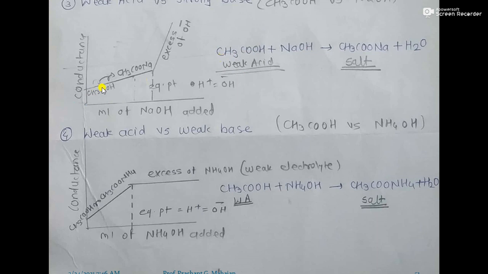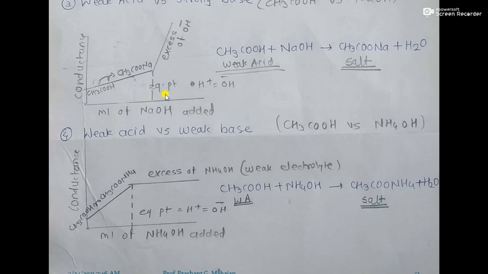That means the acetic acid has conductance on the lower side, and when we add NaOH, that acetic acid is converted to sodium acetate. That means the weak electrolyte acetic acid is going to convert into a salt, which is quite stronger than the weak acid. That's why the conductivity increases slowly up to the equivalence point.